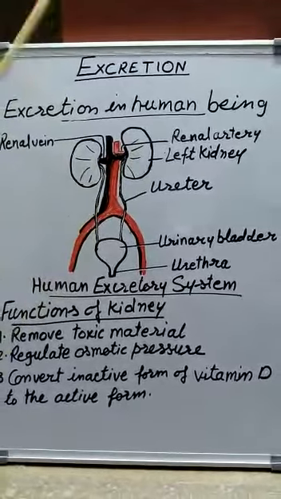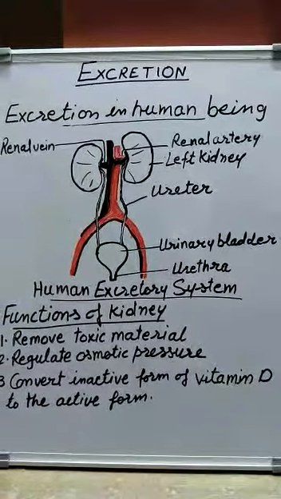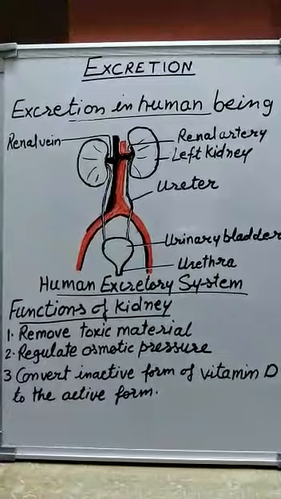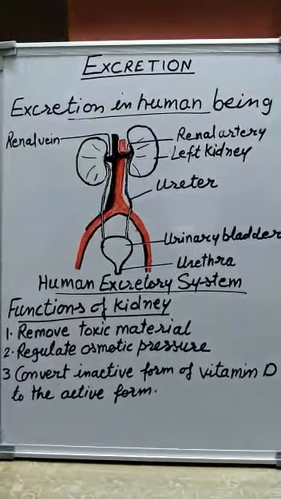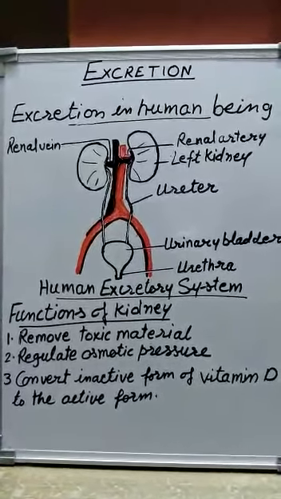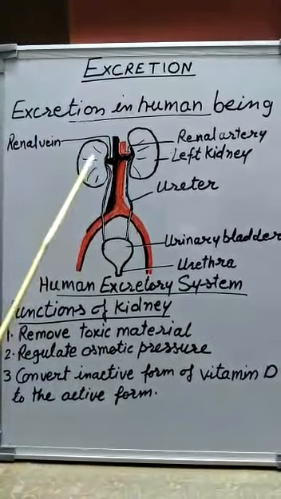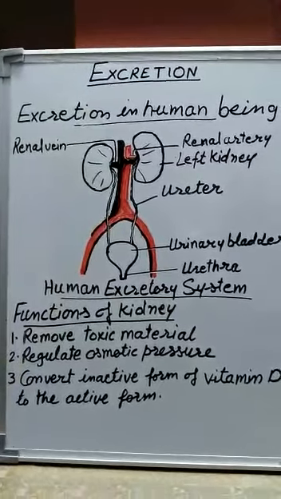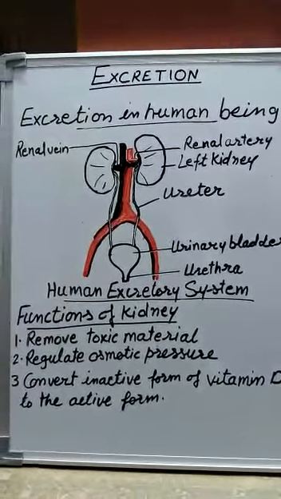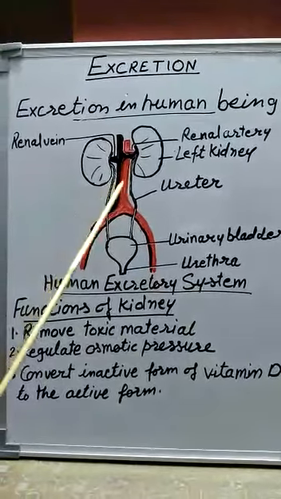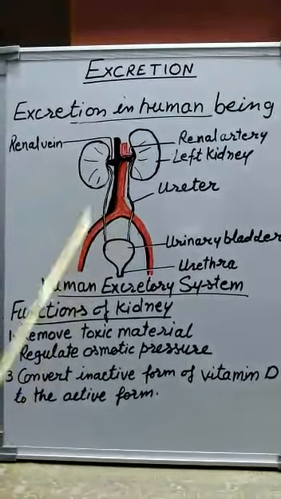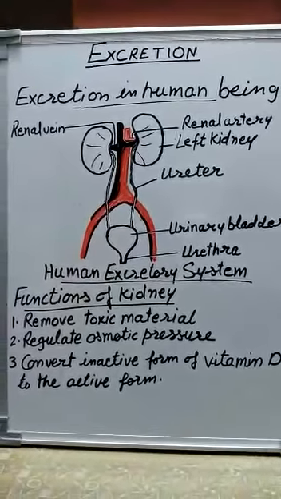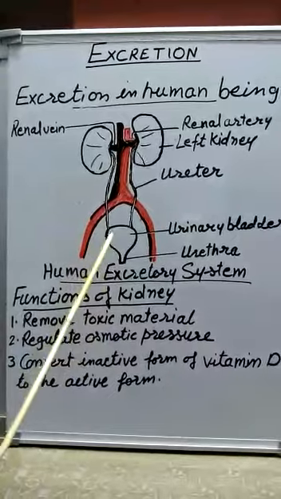You can see this. And the renal artery, this is the renal artery which brings the blood to the kidney, and that is impure blood with toxic material. And renal veins carry away the clean blood from the kidneys. Then ureters, muscular tubes, come from each kidney and open into the urinary bladder.